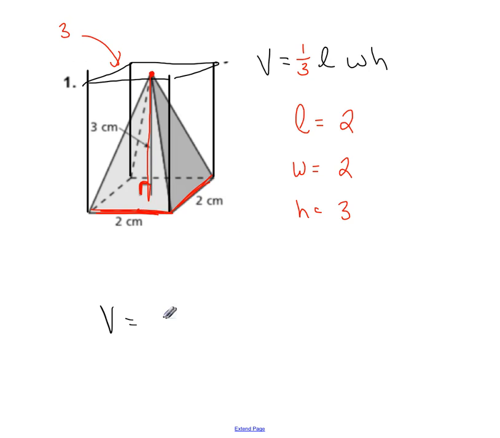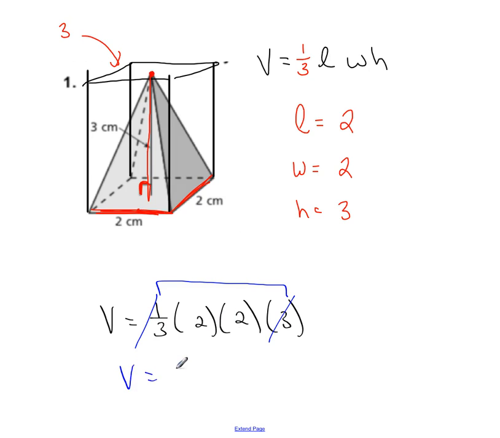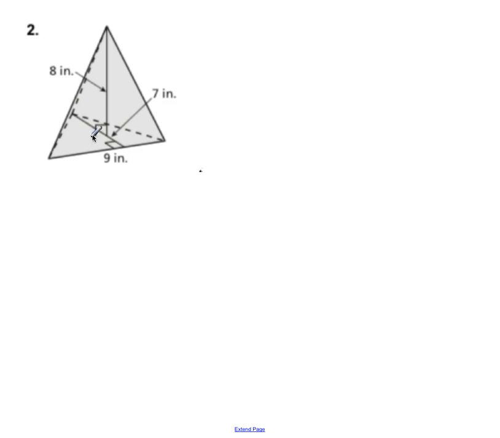So find volume equals 1/3 times length times width times height. Doesn't matter which order I multiply in. If I multiply 1/3 times 3, that's just going to give me 1, which just leaves me with 2 times 2, or 4 centimeters cubed, because we're talking about volume. The next example, this one's actually a triangular prism.